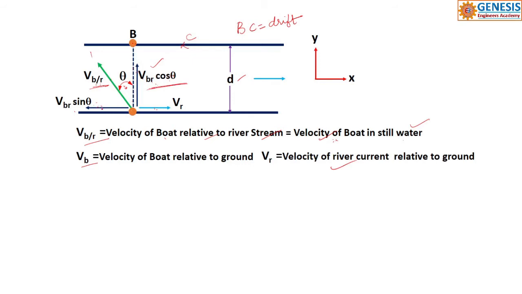This is VR, that is the velocity of the river stream with respect to ground. Now, what is the time required to cross? This is the distance. He has to cross this distance with a velocity VBR cos theta. So this is the formula.